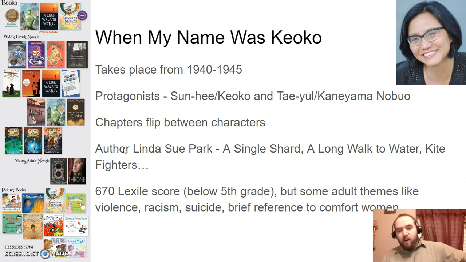The author, like I said, has written a lot of other things. As far as this book goes, this is a pretty easy read. It's written at a 5th grade or below Lexile level, but it covers themes that are much higher. So we've got themes like violence, racism, suicide when we're talking about the kamikaze. We've got a very, very brief reference to comfort women that's easily missed by most students. In fact, if you don't point it out, they won't really understand when the women get sent to a factory job.